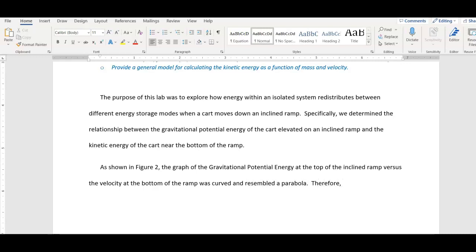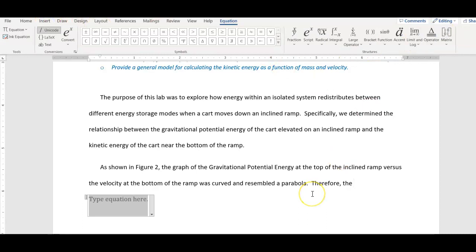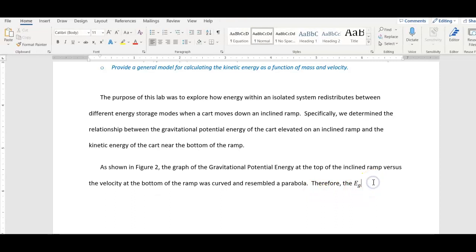Therefore, the EG, and if we've already spelled it out once, I think it would be okay to use an abbreviation or a symbol here for gravitational potential energy. Therefore, the EG is proportional to the square of the velocity near the bottom of the ramp.